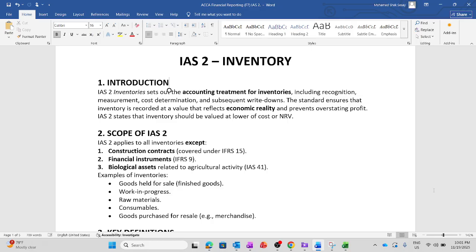So IAS 2 does not apply to banks. So this is a clear indication and distinction for us to understand the concept of inventory. So now we are going to look at inventories that we can't use to recognize revenue. For instance, we are talking about the consumables.